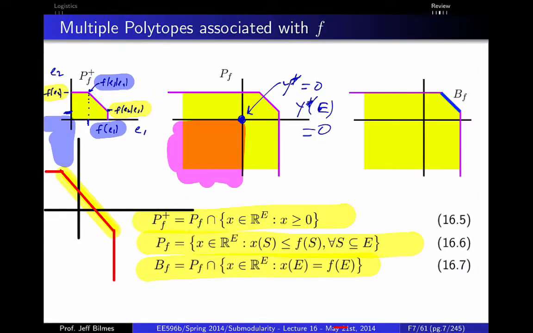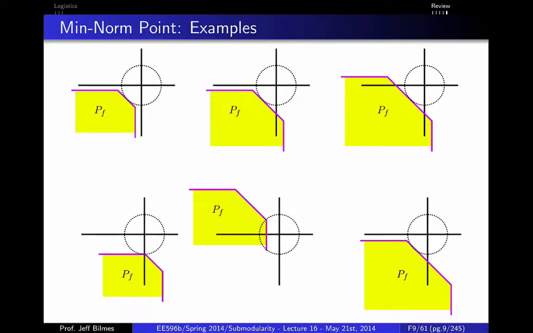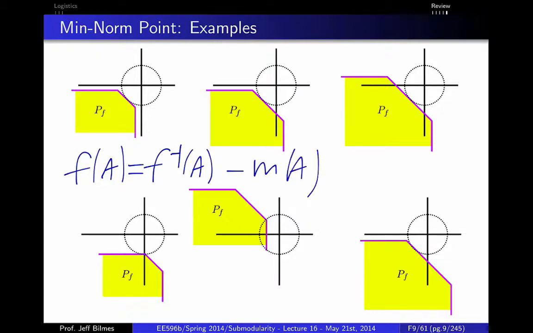So in some sense, this example that we drew here is kind of trivial. It's got a trivial minimizer. So the minimizers really only matter when the polyhedra... It becomes more interesting when the polyhedra look like this. And remember, we said that any submodular function, f of a, can be represented as, say, f plus of a, which is a polymatroid function minus m of a, where m of a is a modular function.